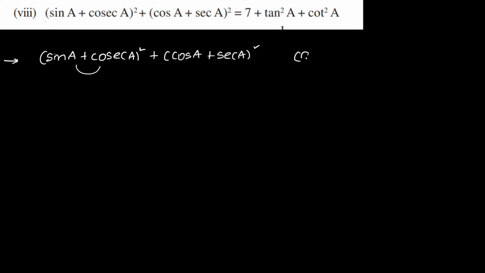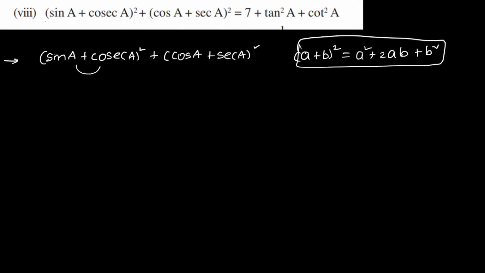Now see here, the first thing we have to do is write the given data as it is. So sin a plus cosecant a whole square plus cos a plus secant a whole square. Now if you observe clearly, it is in the form of a plus b whole square, and a plus b whole square, as we all know that the formula for a plus b whole square is a square plus 2ab plus b square. ఇప్పుడు ఈ ఫార్మాట్లో ఉంది కదా చూడడానికి.